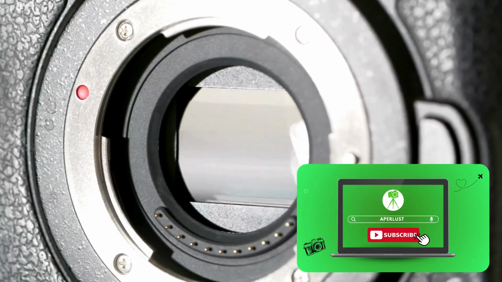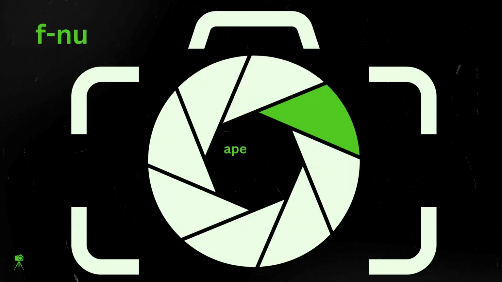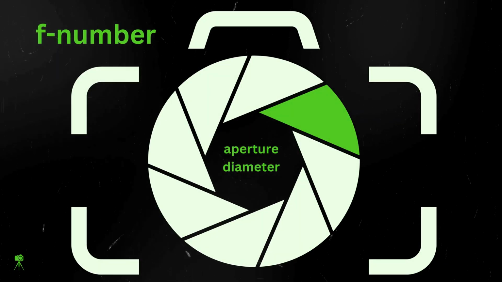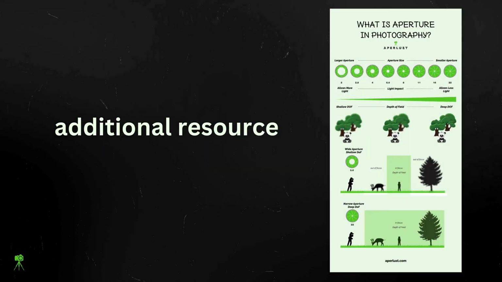And one last thing, the aperture diameter and f number ratio are often used interchangeably when speaking of aperture size. You just learned what aperture is in photography in 100 seconds.